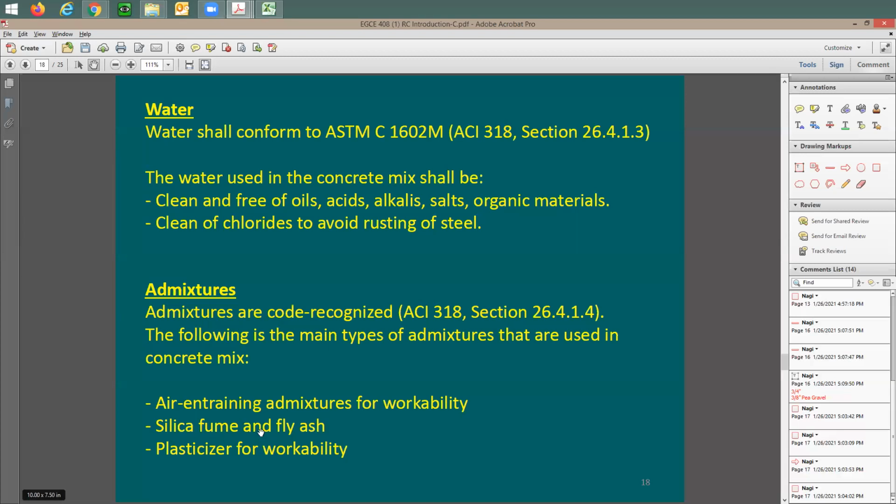Also, you can add silica fume and fly ash. Why would you add this? To reduce shrinkage and provide strength to the concrete, because they act like cementitious material. You can also add plasticizers for workability.